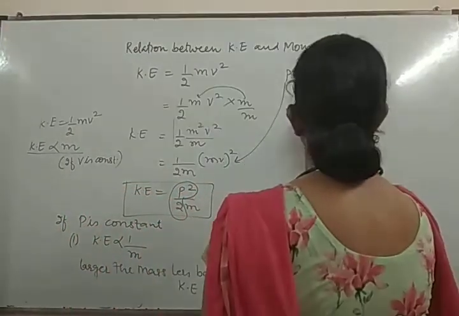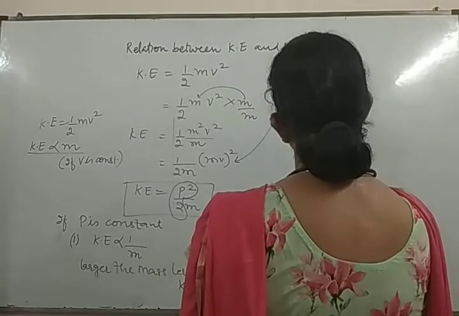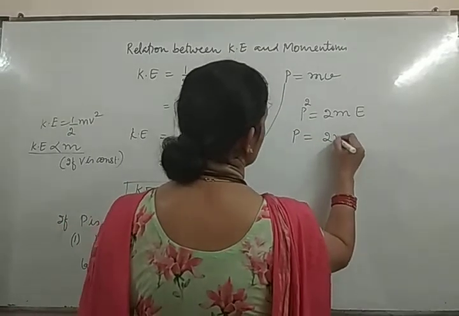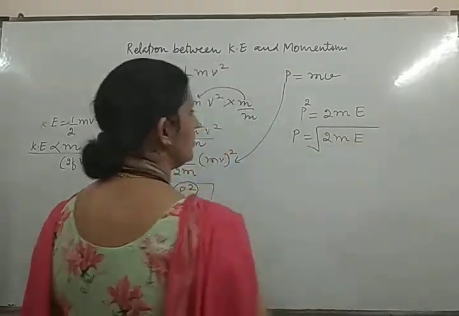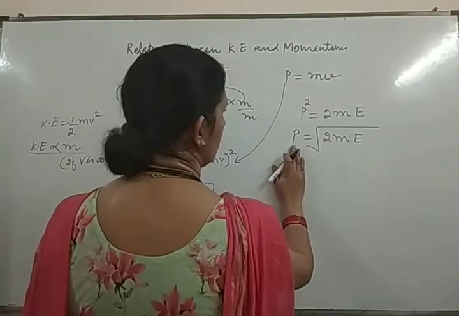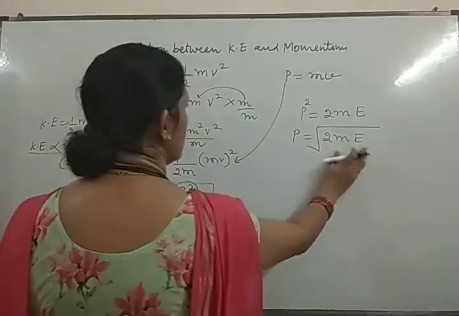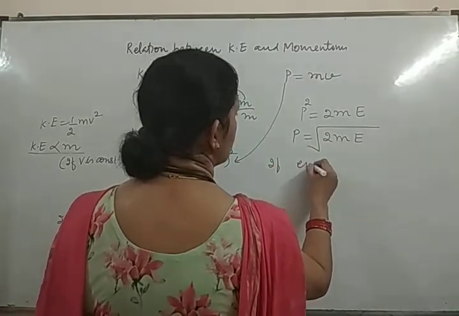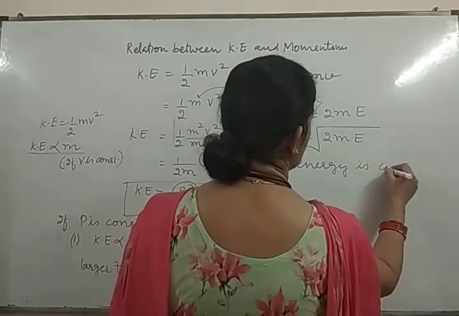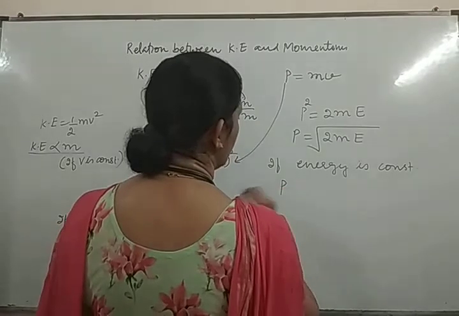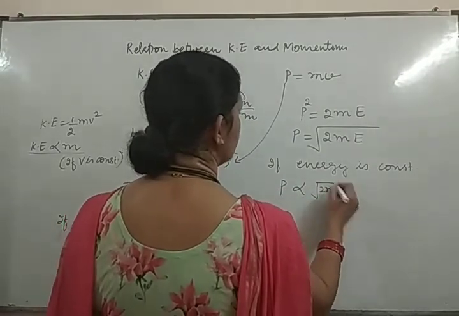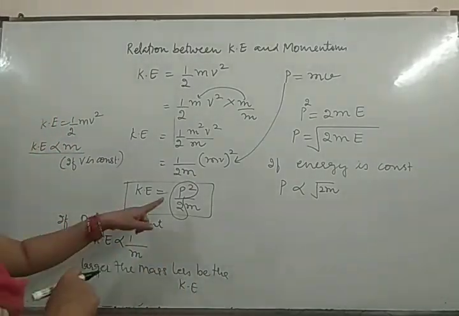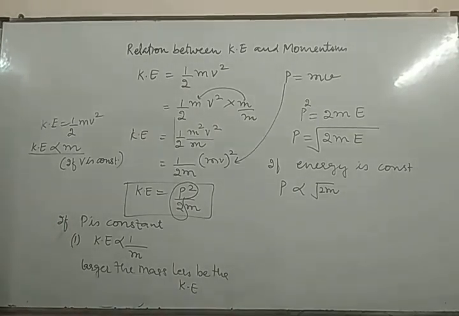And if you calculate p from here, p square is equal to 2m, let us denote kinetic energy by E. So p is equal to root of 2mE. This is the momentum and energy relation. From here, if energy is constant, then momentum is directly proportional to root of mass. So you can interrelate these terms and find the values. From here you can find the relation. Note this relation.